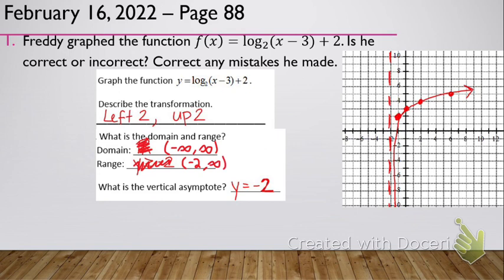Using a logarithm, so think about a, h, and k, what those do. Think about what our domain is. Think about what our range is. Think about what our asymptote is. Okay, so let's give you guys a couple minutes. Work on it. See where he may or may not have made mistakes.